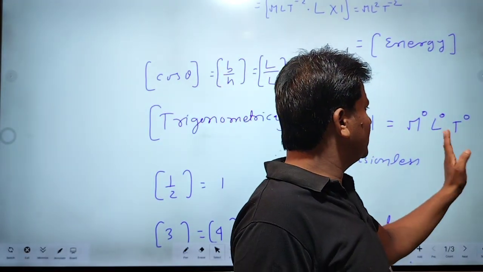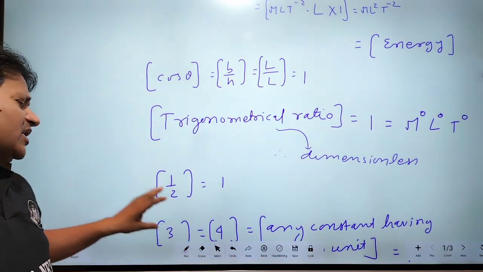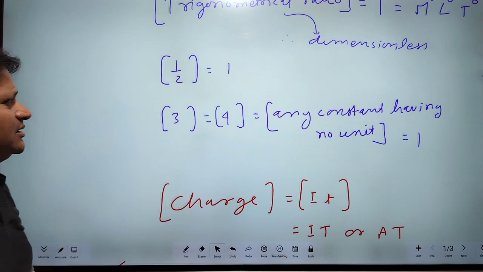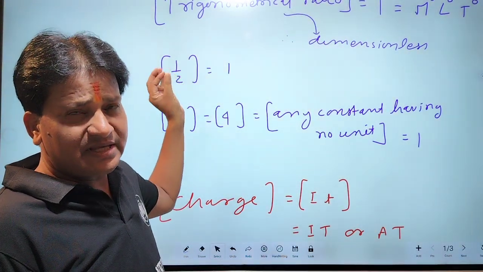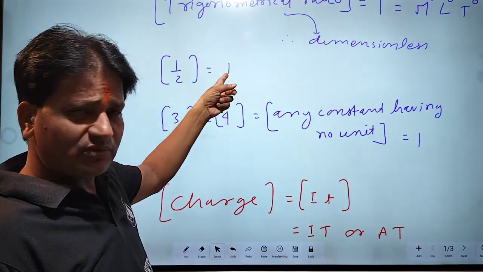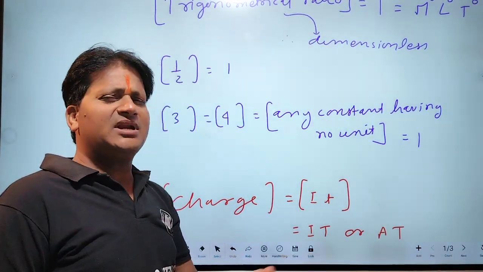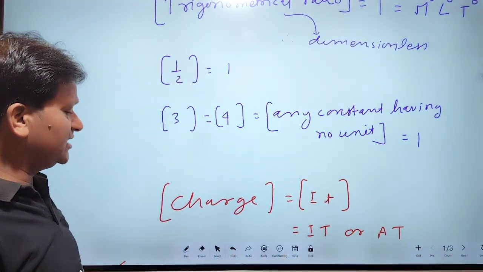This can be written like this. For any number which has no unit, the dimension will be equal to 1. The dimension of 3, dimension of 4, dimension of 7, 8, 9, etc. will be equal to 1. That is a dimensionless quantity.